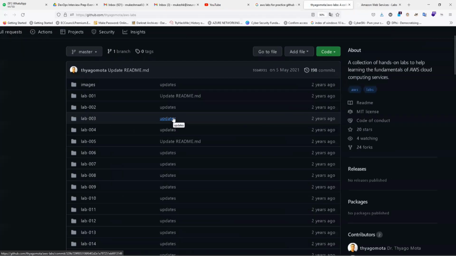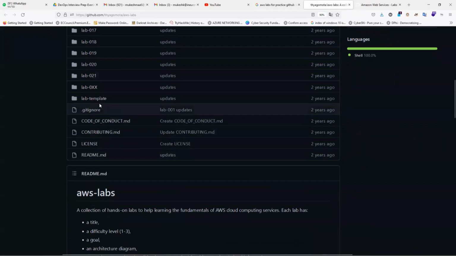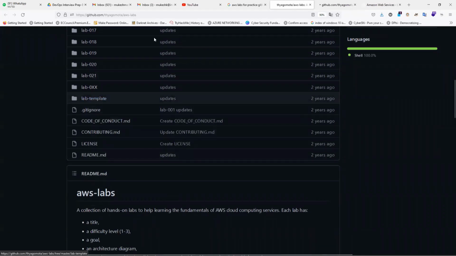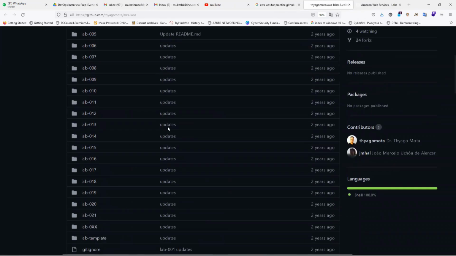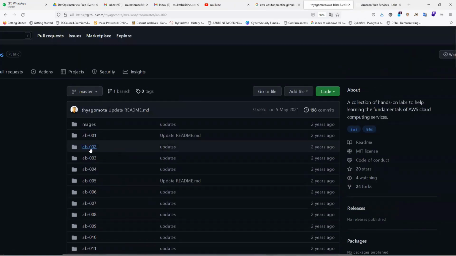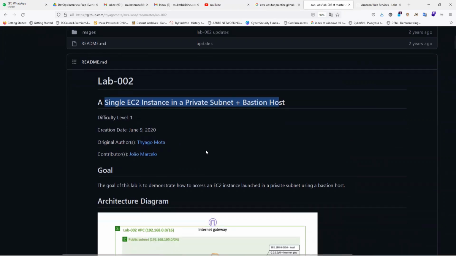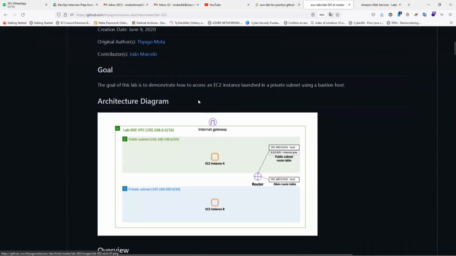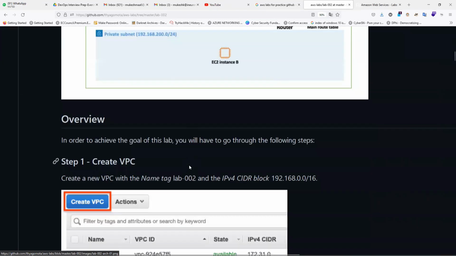Let me showcase this. This is the list that is given. I think 21 labs are there, and a lab template, but I don't worry about that part here. Let's suppose I take lab two. This is a single instance in a private subnet, connecting with a bastion host. Some of these practicals you have already done. These are very basic practicals. The first thing is that they have defined the architecture. The first approach is that you understand the architecture properly, then you can start working on the practical.